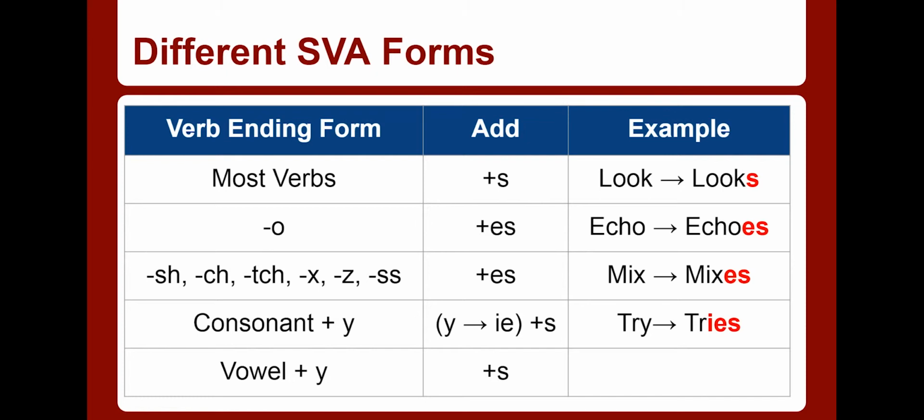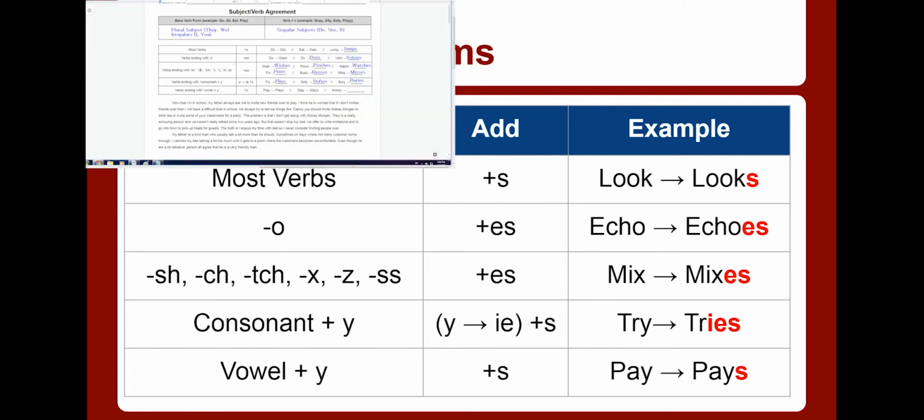For verbs ending in a vowel plus Y, it's very easy. You can just do the normal, add a single S, no problem, no other changes needed. Pay, pays, play, plays, stay, stays, annoy, annoys.